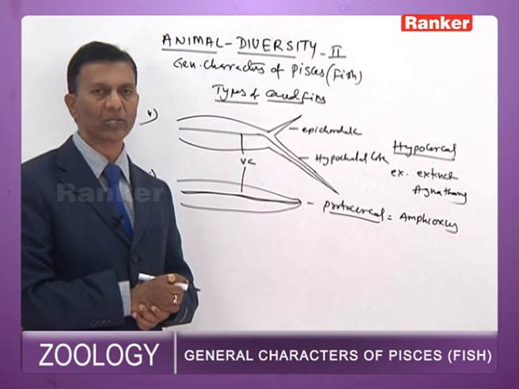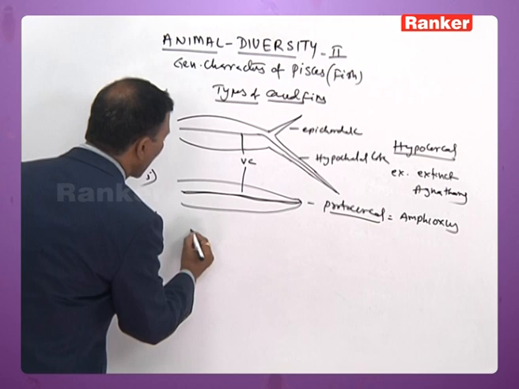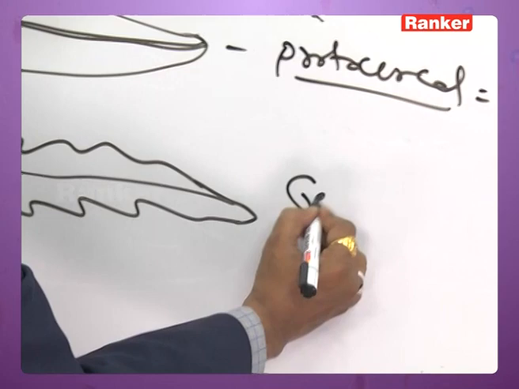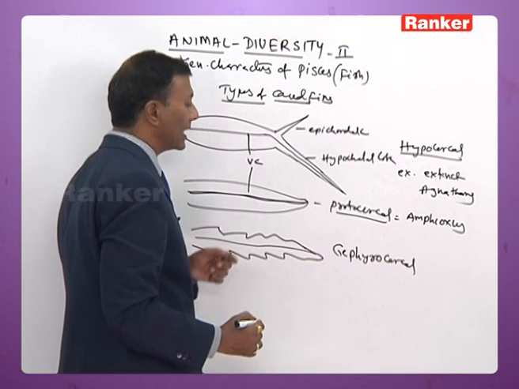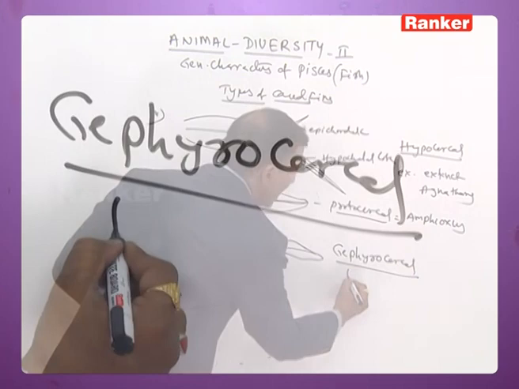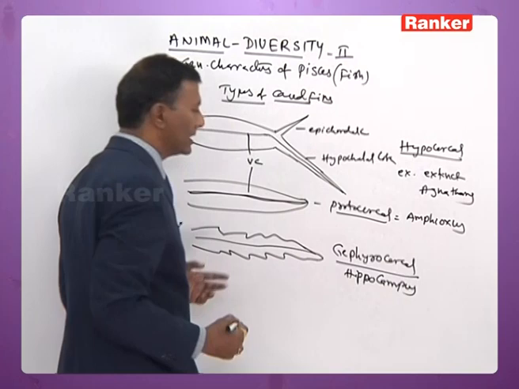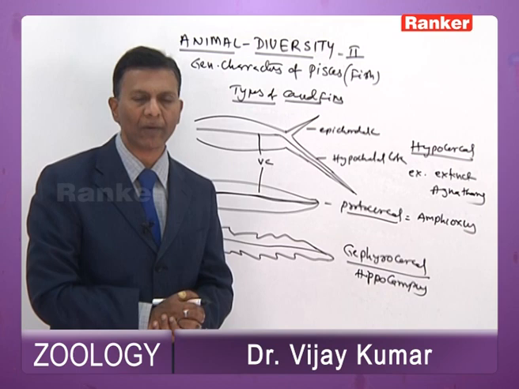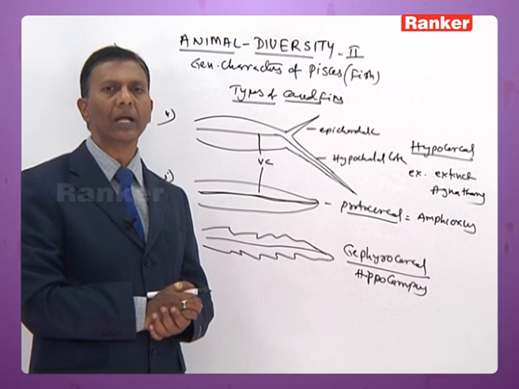If the caudal fin is truncated, it is called zephyrocercal caudal fin. It is present in seahorse or hippocampus. Like that, on the basis of structure, caudal fin is divided into as many as 6 types. The most common types of caudal fins are heterocercal, found in chondrichthyes, and homocercal, found in all teleostean bony fish.